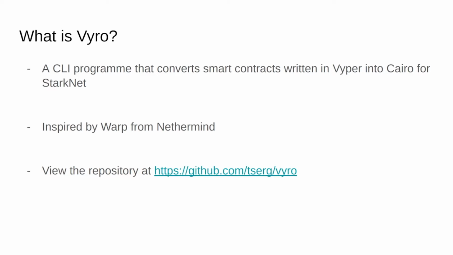Vyro is a program that converts smart contracts written in Vyper, which is a Pythonic smart contract language for the EVM, into Cairo, which is another smart contract language for StarkNet, a zero-knowledge rollup based on the Ethereum blockchain.